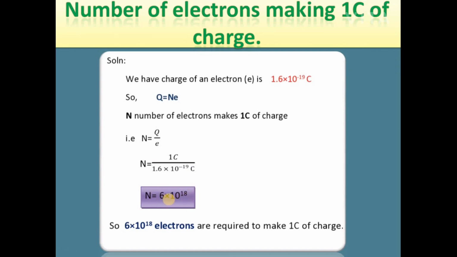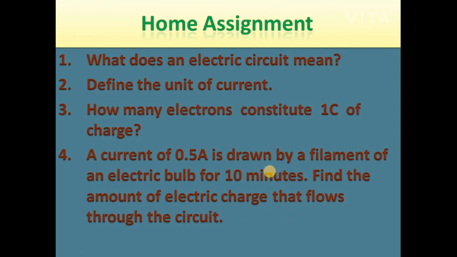No unit. Why no unit? Coulomb cancels, therefore no unit. It only represents a number. Therefore, N is equal to 6 into 10 to the power of 18. So, 6 into 10 to the power of 18 electrons are required to make 1 coulomb of charge. Remember this. We will continue further concepts in the next class.